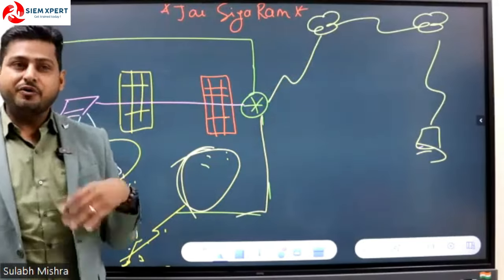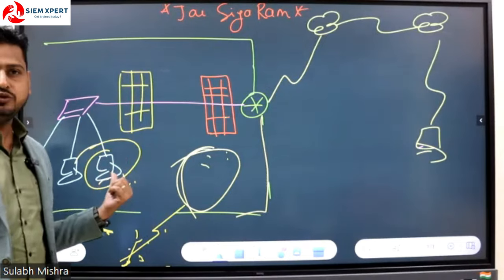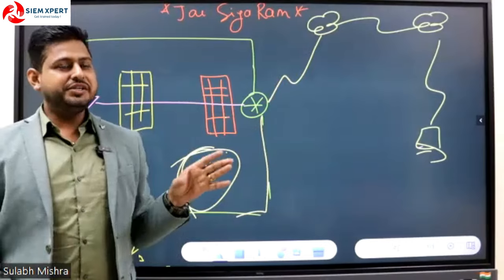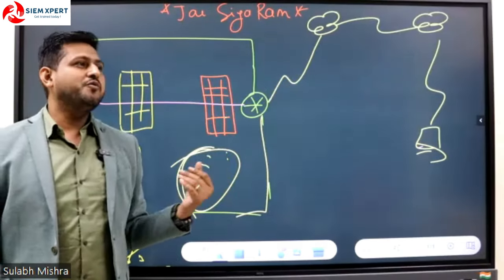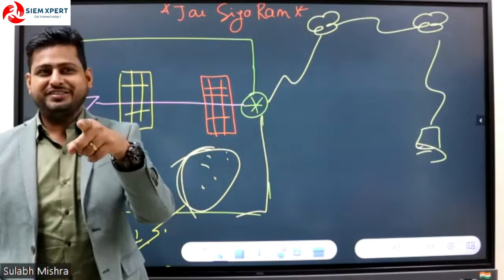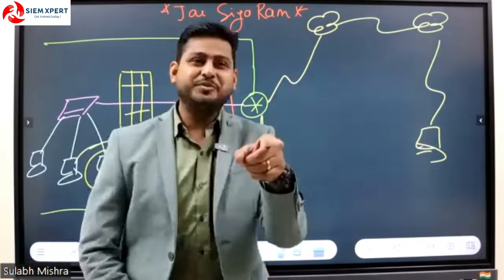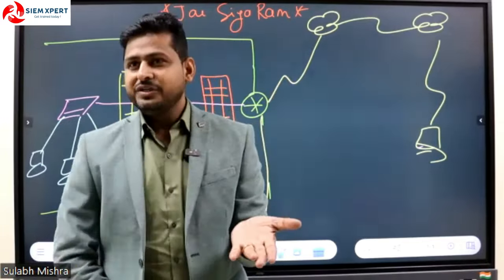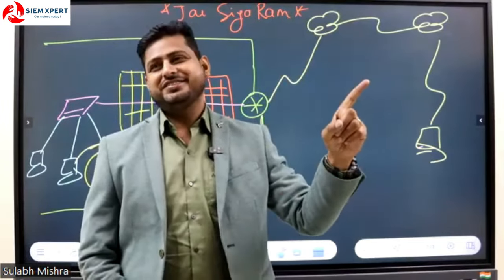That's the reason this is a proxy solution which secures our user from malicious sites. The WAF saves our site from malicious users. That's the reason the WAF is also called a reverse proxy. Somebody, what is a reverse proxy? A reverse proxy is nothing but the WAF, which secures our application from the malicious users.